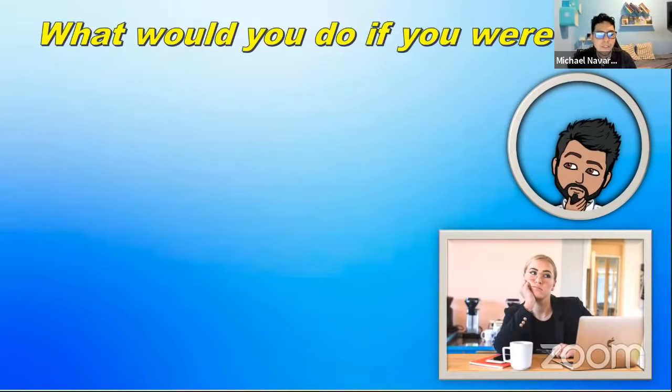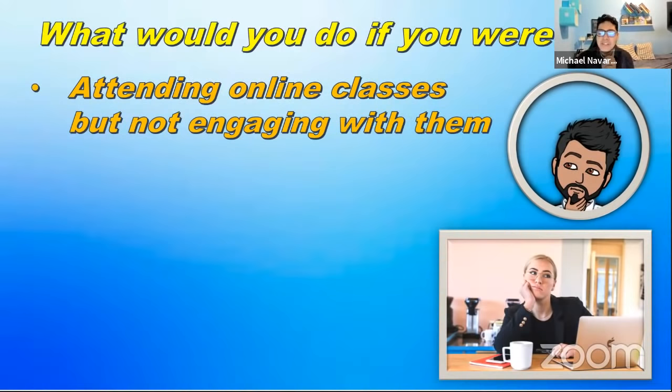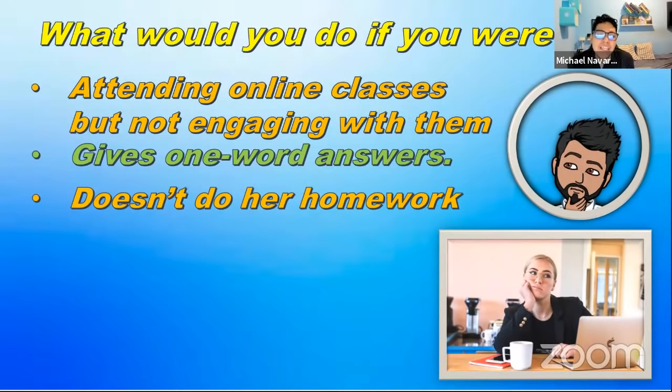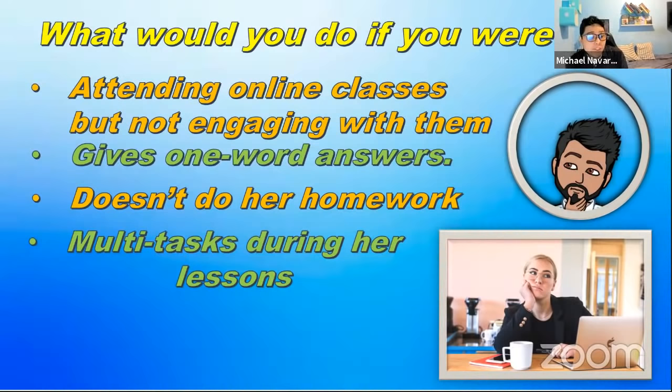And I could notice that Sophia was quite different. Sophia was not able to participate in class. She was not able to attend classes. And I could notice other things. She was attending online classes, but she was not actually engaged. Every time I was asking Sophia for her opinions, she was just giving me one-word answers. And she was not even doing her homework. I could also notice that Sophia was multitasking during her lessons.